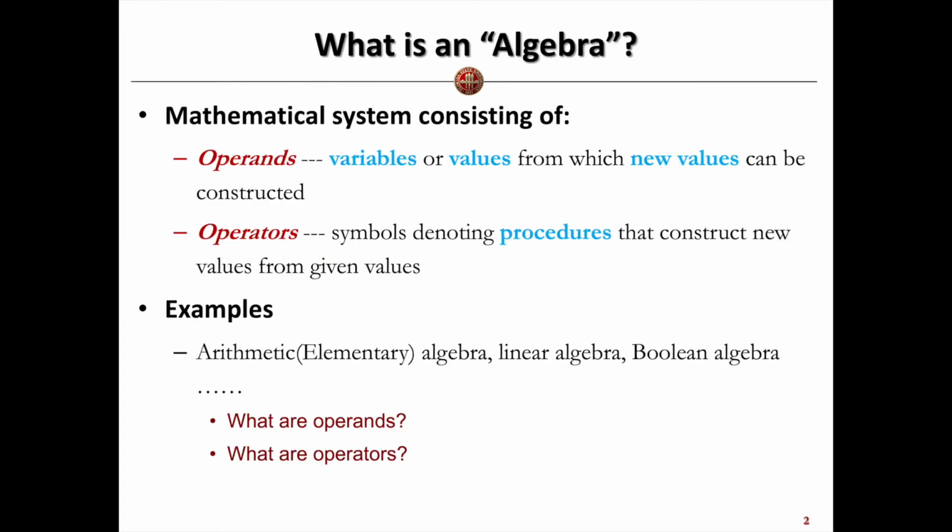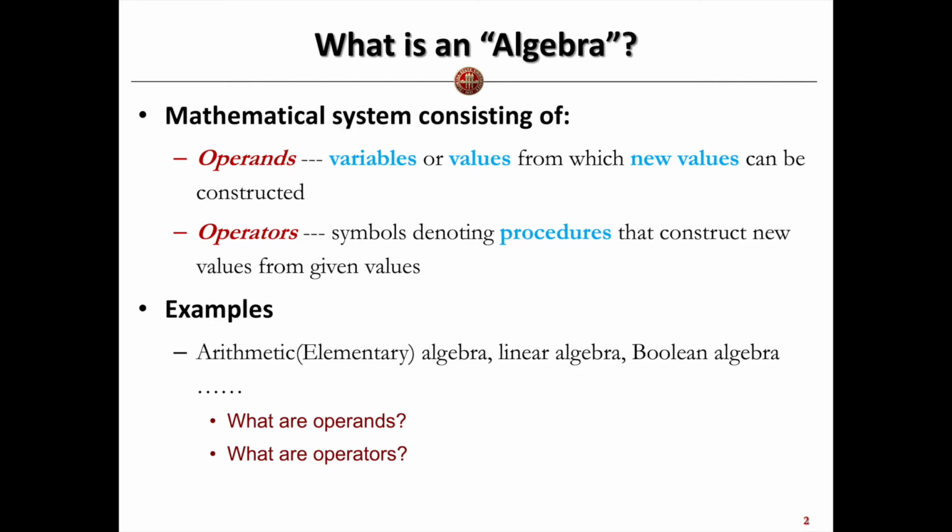And what is the algebra? We have learned different kinds of algebras before, right? And to answer this question, you need to know what is the mathematical system for algebra. Generally, the mathematical system of the algebra consists of two main parts. The first part is operands. Operands denotes the variables or values from which the new values can be created and constructed.